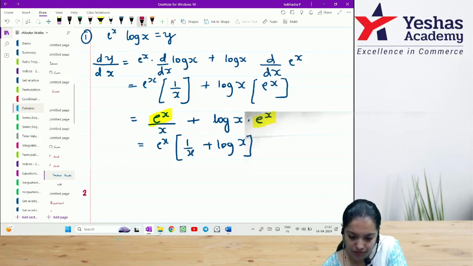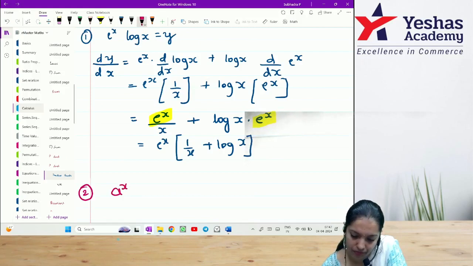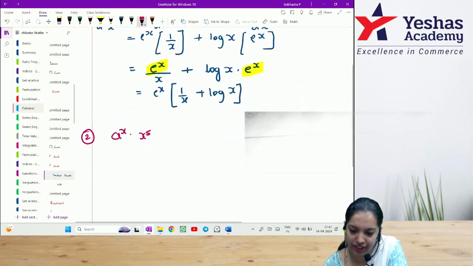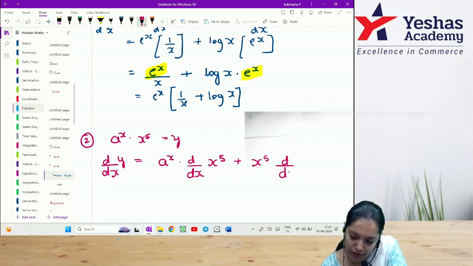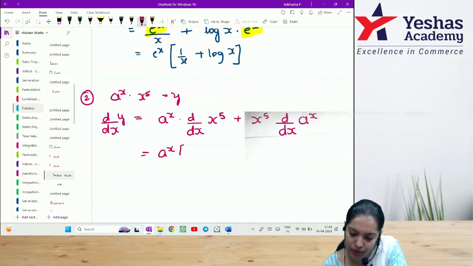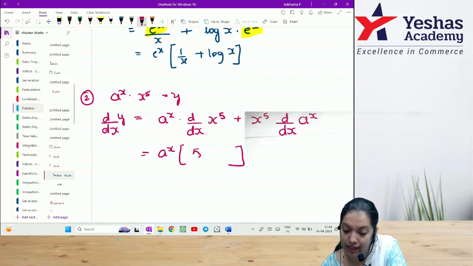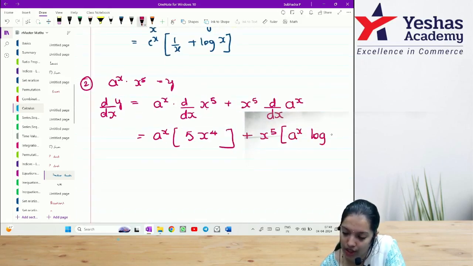Second one. The question was a power x into x power 5. Let's find the derivative. If I assume this as y, the derivative of y will be a power x into the derivative of x power 5 plus x power 5 into the derivative of a power x. This will be a power x into, what is the derivative of x power n? n into x power n minus 1. x power 5 into, what is the derivative of a power x? a power x into log a.